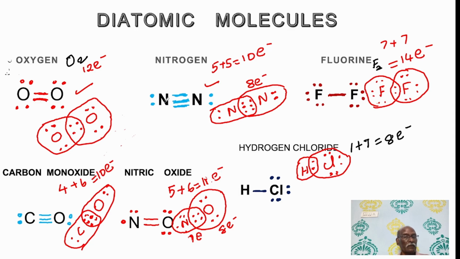That's why nitrogen has a triple bond. Here, carbon-oxygen triple bond. Here also one lone pair. Here also the same, similar. And the next, nitric oxide.